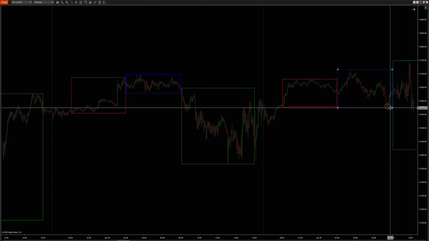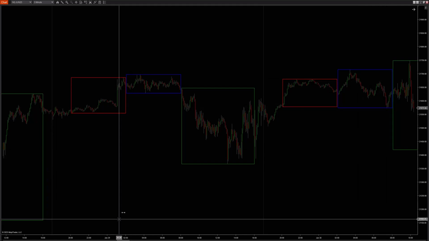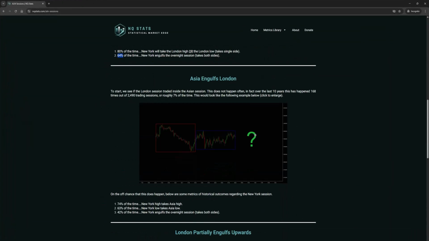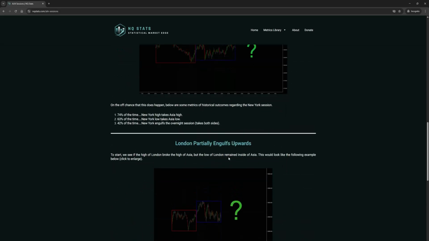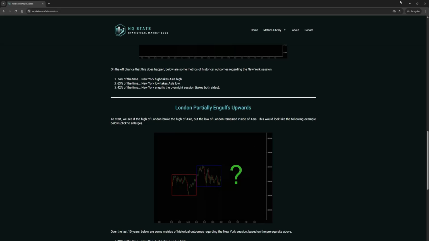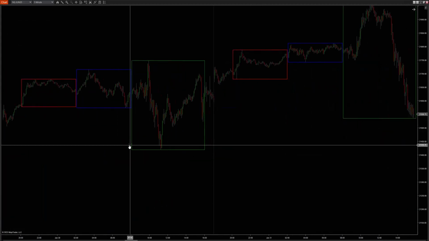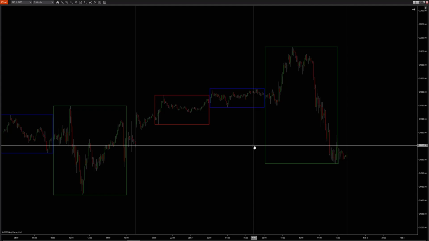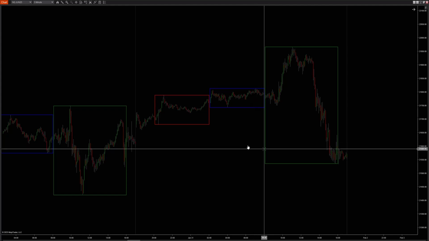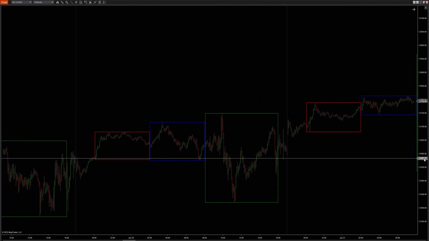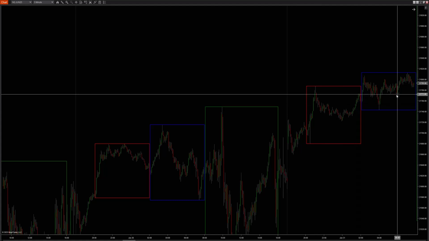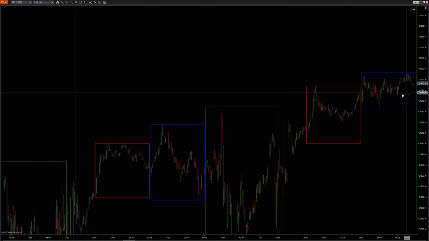All right, now going into a different day. Let's see if we can find a... that just doesn't happen often, 7% of the time, so not really going to bother with trying to find one of those. But partially engulfs upwards. There should be quite a few of those. Here's a partially engulfs upwards. So that's what you would see going into the 8 o'clock New York session start.